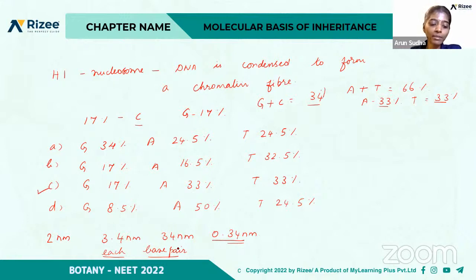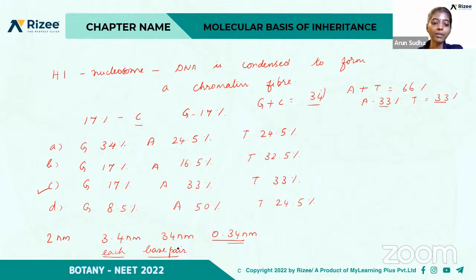The year 2003 was celebrated as the 50th anniversary of the discovery of: option A, transpositions by Barbara McClintock; option B, structure of DNA by Watson and Crick; option C, Mendel's law of inheritance; option D, biotechnology by Harry Miller. Option B is the right answer, that is, the structure of DNA by Watson and Crick.